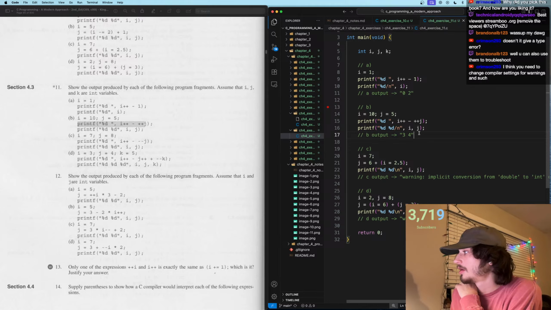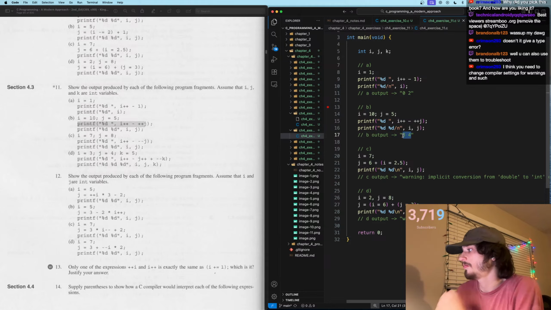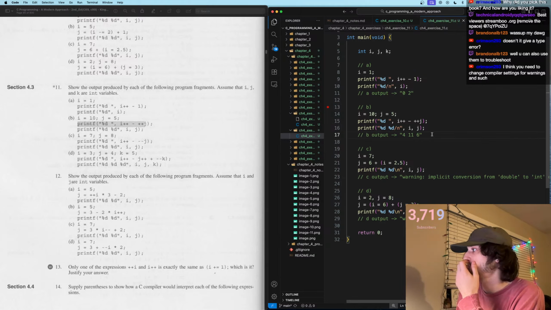Okay, so what's going to happen here? I is 10, so 10 is here and 5 is here. This is going to plus plus the 5 in this line, so j is going to increase to 6 here. This is going to be 10 minus 6, so this first one will be 4. Then we print i and j. I increases to 11, and j, which was 5, became 6 in this line, and this is 6 here. That's what I think for that one.